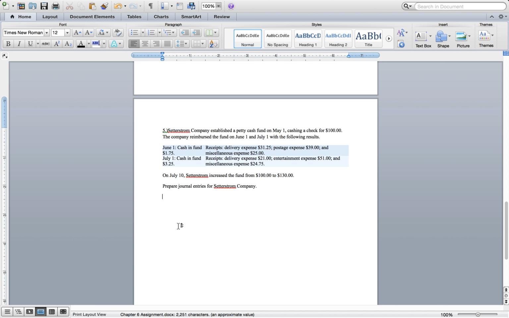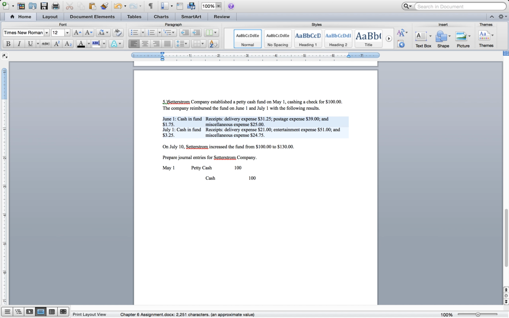Looks at the first entry, on May 1st. On May 1st, you established a petty cash fund, so you want to debit petty cash for $100. And then you want to credit cash $100. This establishes the petty cash fund. Okay. Now let's go to the next one, on June 1st.